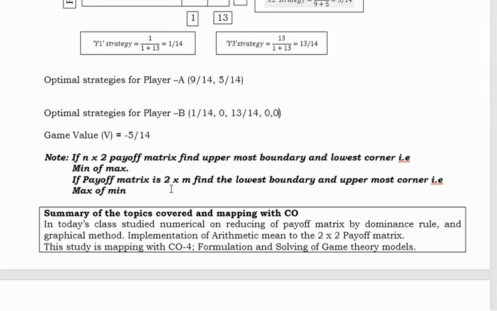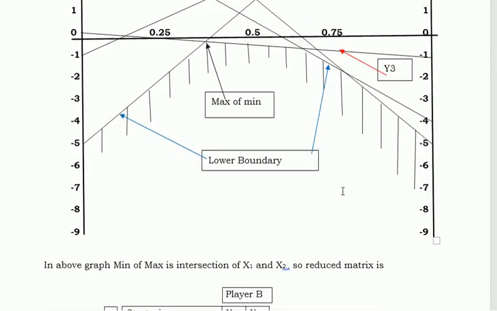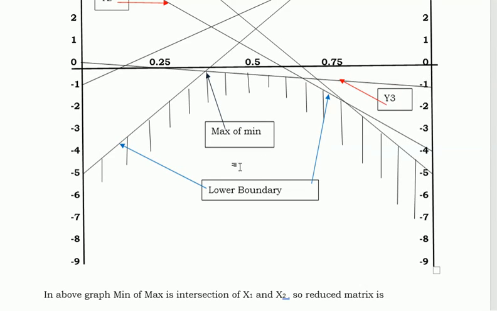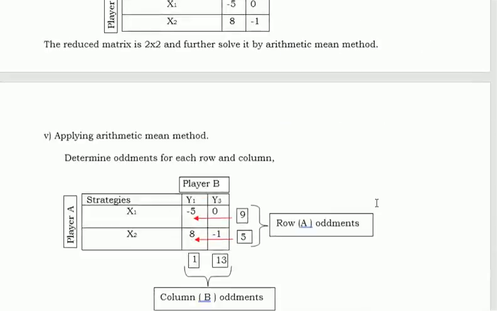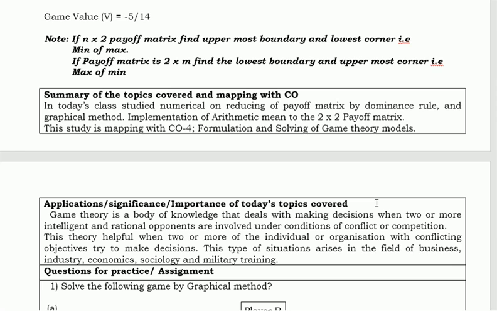Here is the note, keep it in your mind: if the payoff matrix is n by 2, find the uppermost boundary and the lowest corner, that is minimum of maximum. If the payoff matrix is 2 by m, find the lowermost boundary and the uppermost corner, that is maximum of minimum, as you did here. If 2 rows and any number of columns, lower boundary, maximum of minimum, the uppermost corner in the lower boundary. So this is how to apply the graphical method.